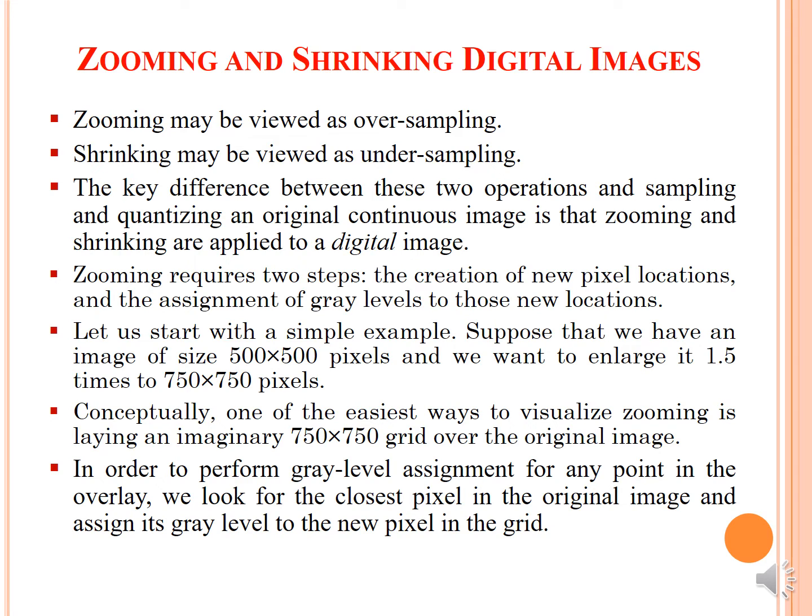Let us start with a simple example. Suppose that we have an image of size 500 by 500 pixels and we want to enlarge it 1.5 times, that is 750 by 750 pixels. Conceptually, one of the easier ways to visualize zooming is laying an imaginary 750 by 750 grid over the original image. In order to perform gray level assignment for any point in the overlay, we look for the closest pixel in the original image and assign its gray level to the new pixel in the grid.